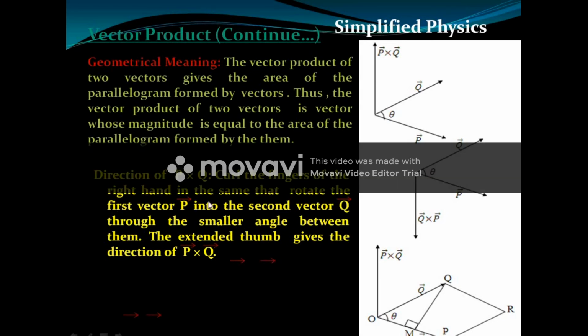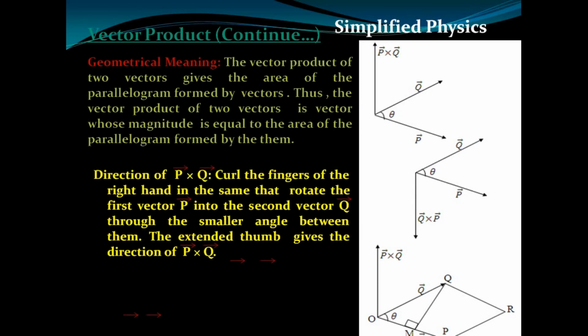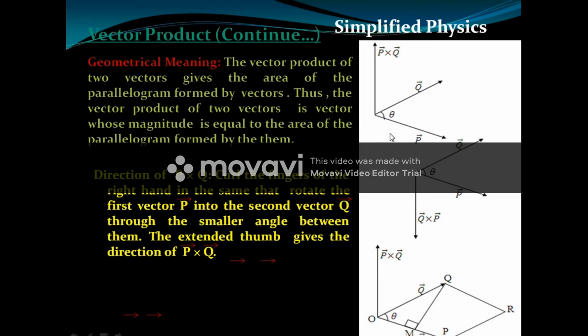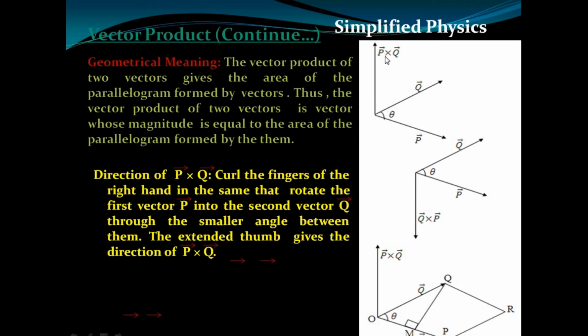Curl the fingers from the first vector towards the second vector. Then the thumb, which is not curled, indicates the direction of the vector product of p vector and q vector. That means if you curl the fingers from p to q and the thumb points upwards, then this direction is the direction of p cross q.